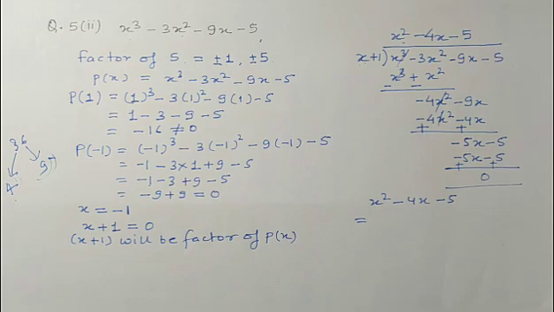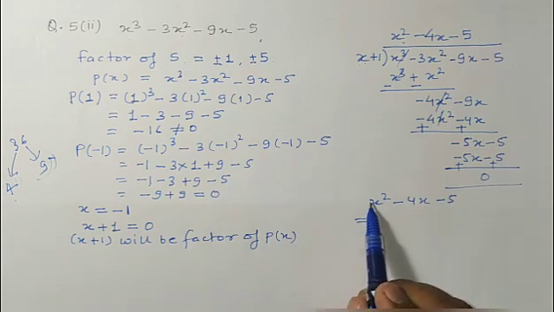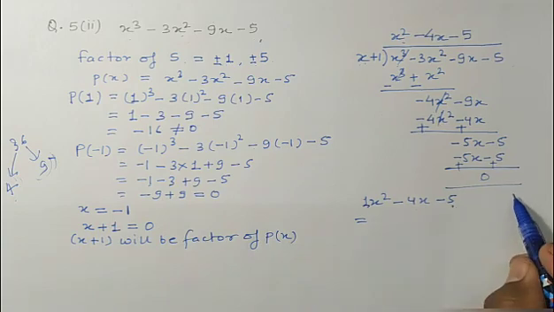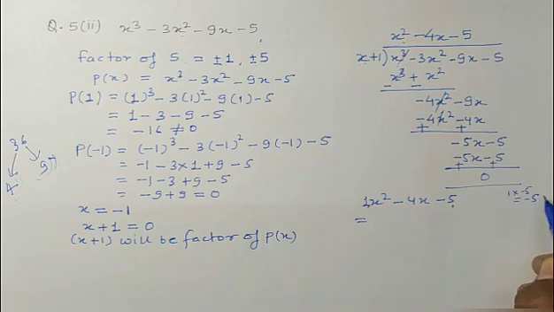Okay, so how will you factorize it? By splitting the middle term. Multiply the first and last term. The first term, if nothing is written there, means 1. Okay, multiply 1 and minus 5. So if you multiply 1 and minus 5, what will you get? 1 into minus 5, you will get minus 5.